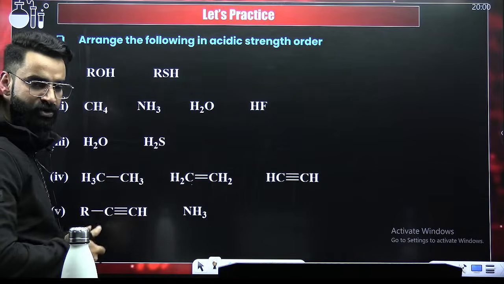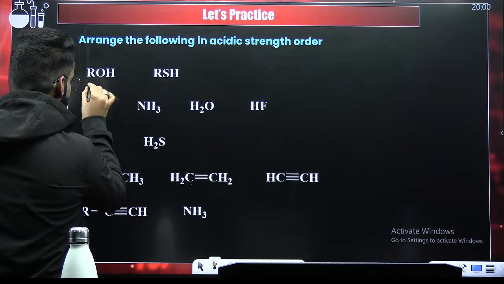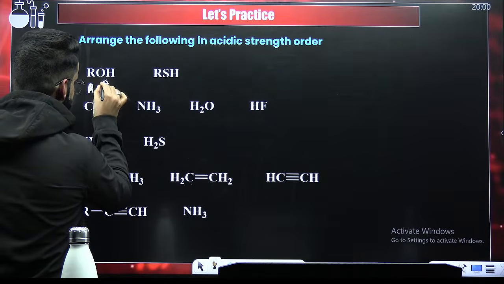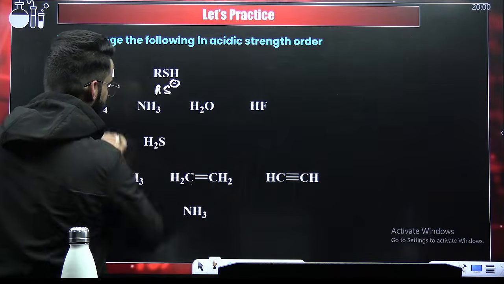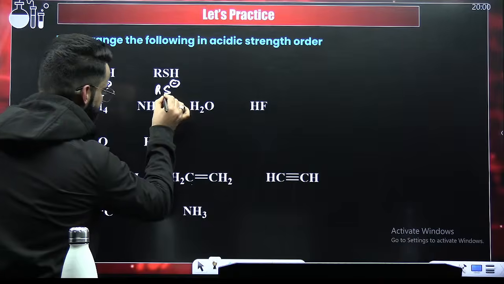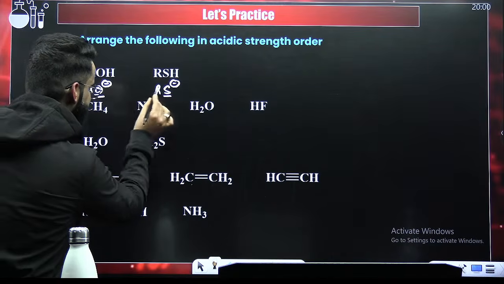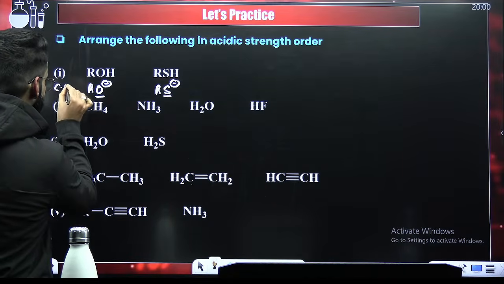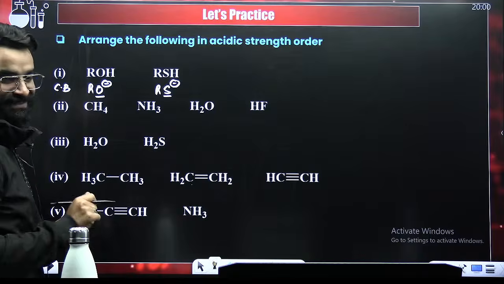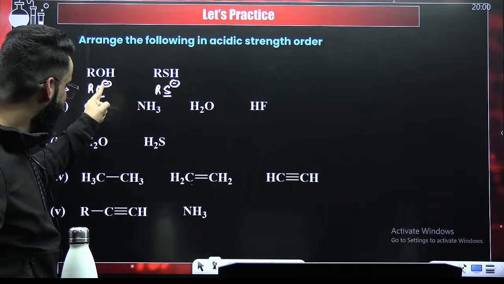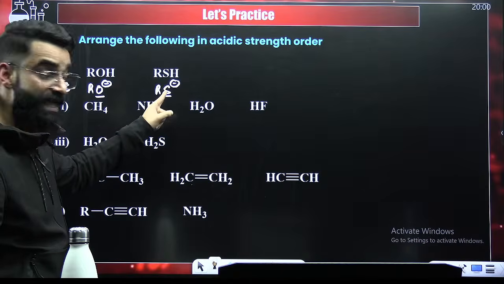How do you make the conjugate base? Do one thing, take H positive out. When you take H positive out, you get RO negative. Take H positive out, you get RS negative, right? Negative charge on oxygen, negative charge on sulfur. If these are the acids, then these are the conjugate bases. Now talk about the stability of these conjugate bases. Oxygen carrying negative, sulfur carrying negative.